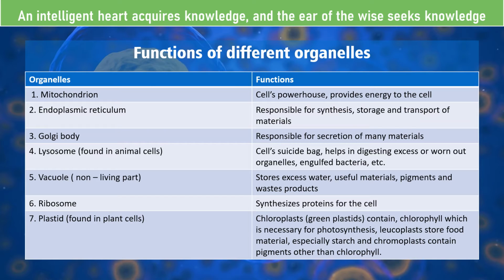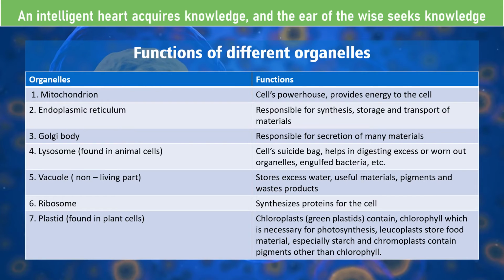Then fifth one is your vacuole, which is a non-living part. And इसका काम क्या है? It stores excess water, useful materials, pigments and waste products. जो आपका एक्सेस वाटर है या जो जरूरत के सामान है उनको स्टोर करता है, जो पिगमेंट्स है या जो वेस्ट प्रोडक्ट्स है, जो बेकार की चीज है, उनको भी ये स्टोर करके रखता है.